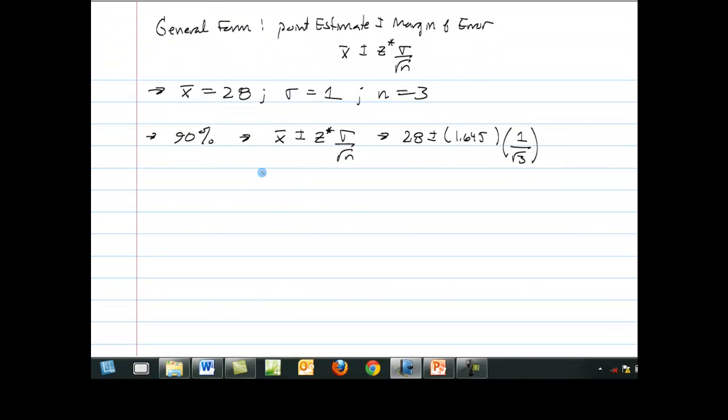Now to finish building this confidence interval, I go 28 plus or minus, and now I calculate the margin of error. So the margin of error is 1.645 times 1, which of course is just going to be 1.645, divided by the square root of 3. So for my margin of error here, I get 0.9497.